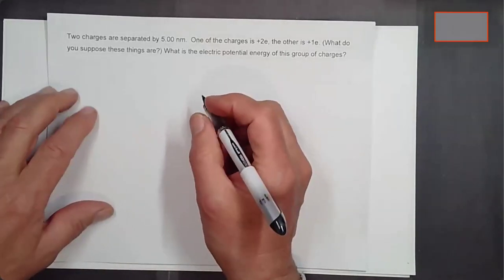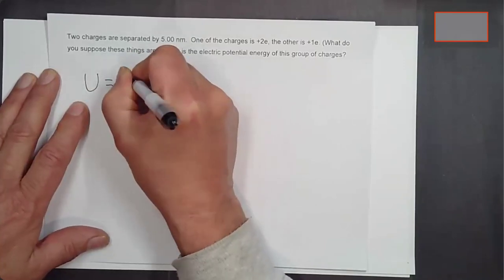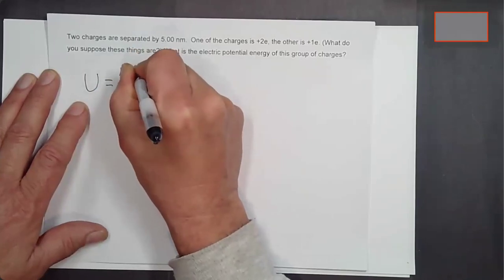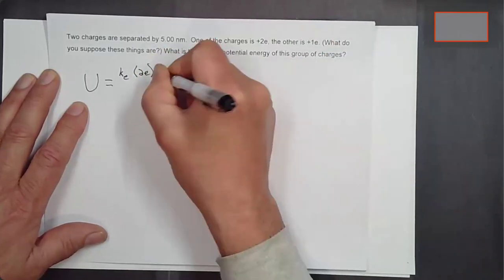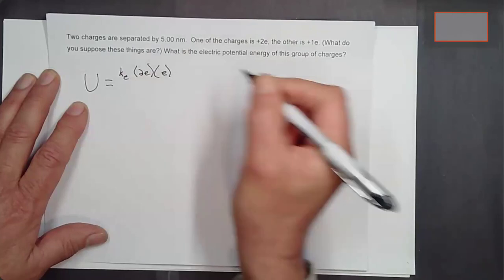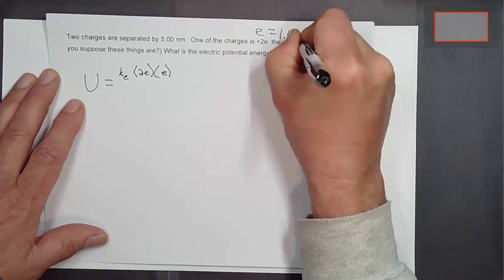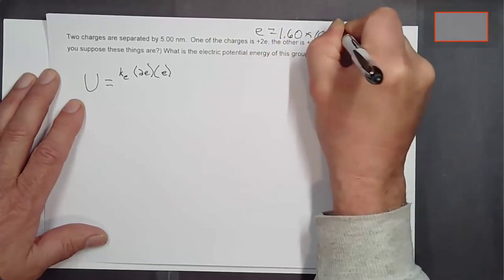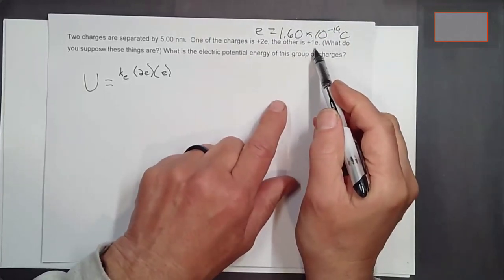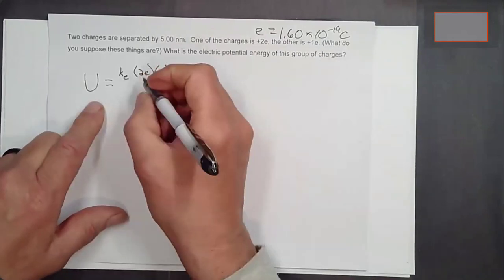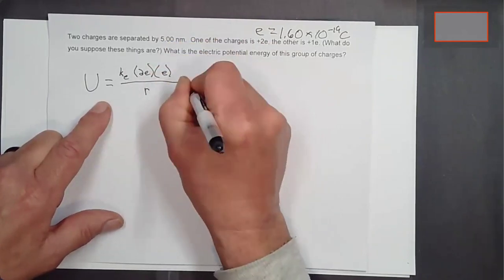But in this case, the potential energy of these charges would equal K sub B. Let Q1 be the 2e. Let Q2 be the e. And remember that e is the fundamental unit of charge, 1.60 times 10 to the minus 19th coulombs. So something with a charge of 1e would be a proton, actually. Anyway, we're going to divide by that separation, just the r that we have there.